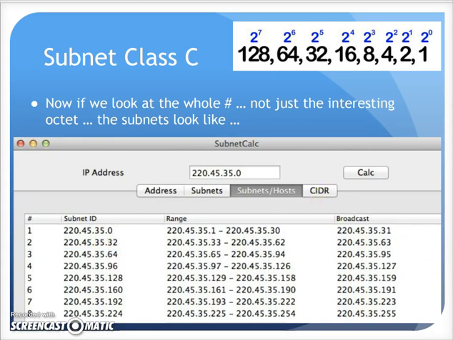There is what subnetting a Class C network looks like. I'll come back in the next one and look at subnetting a Class B.